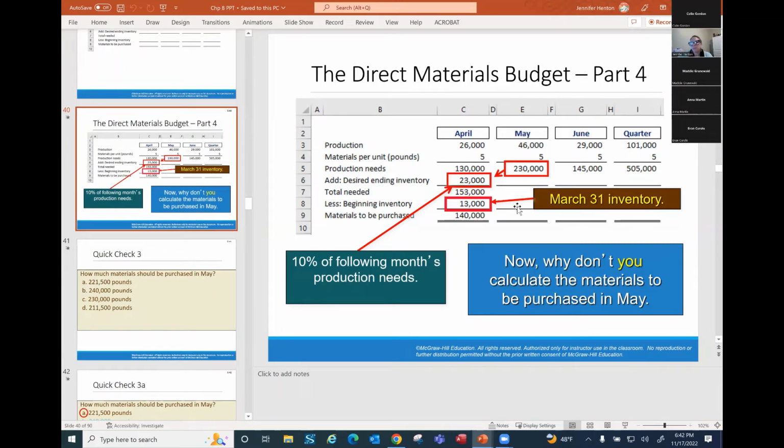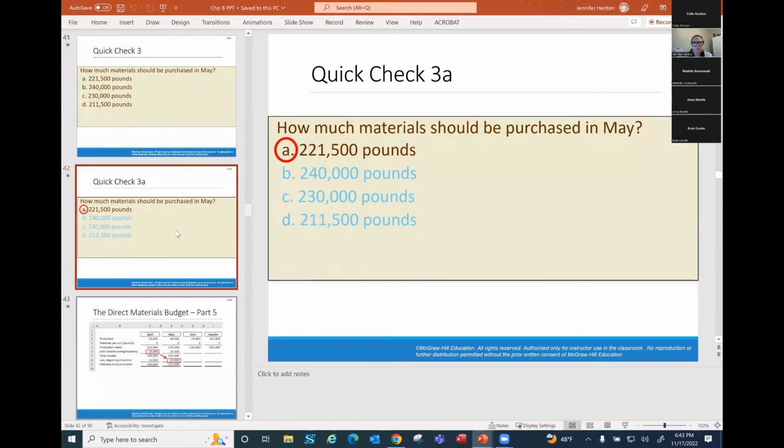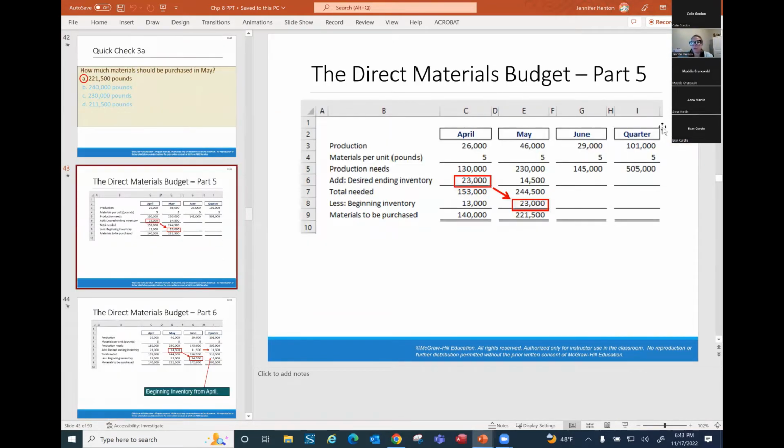And then I need to look to see what was my desired ending inventory, 23,000. Well, that becomes my beginning inventory. So I need 244,500. However, I can deduct what I already had. So I have 23,000 pounds. So materials that I need to purchase are 221,500. Okay. And it shows you the breakdown right here of what we just talked about. So I'm just adding my 230 plus my 14.5, deducting my 23,000, and I have 221.5.